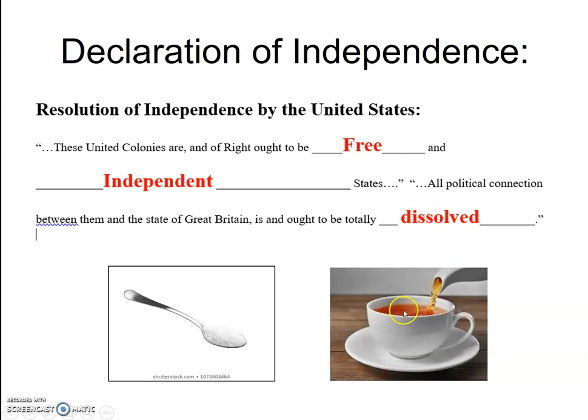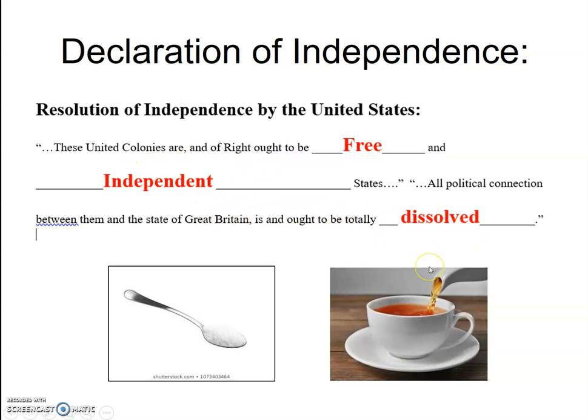Like hot tea and sugar. Pour that spoonful of sugar into the hot tea, it will dissolve, and you can't get it back to be sugar again. Oh, really clever, isn't it? Tea Act, Sugar Act. But that's the way America sees our independence. Our relationship with Great Britain has been totally dissolved.